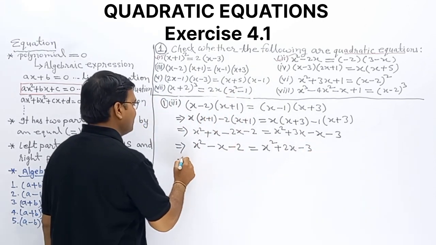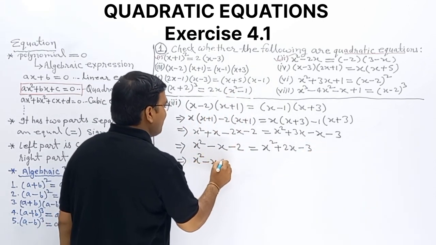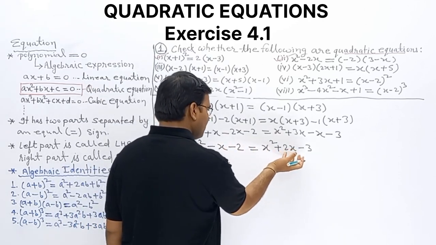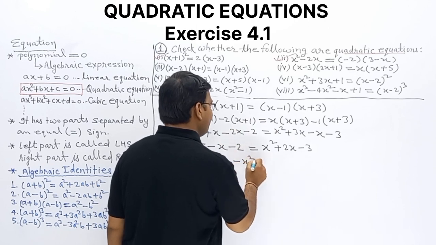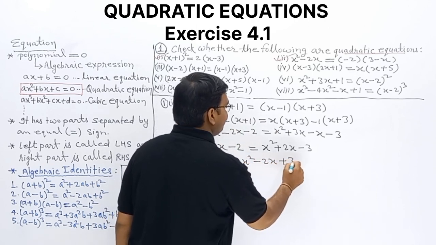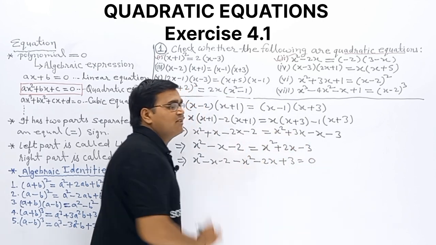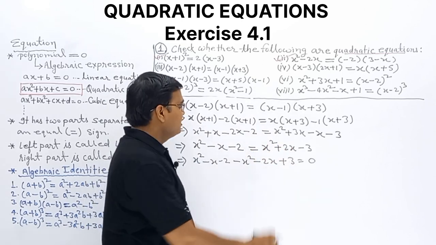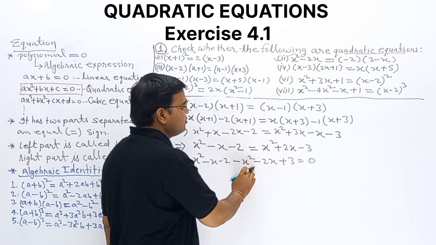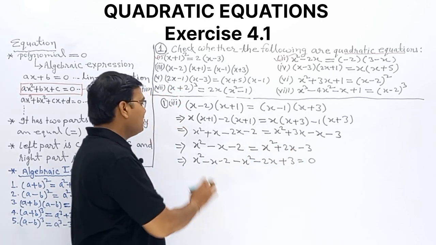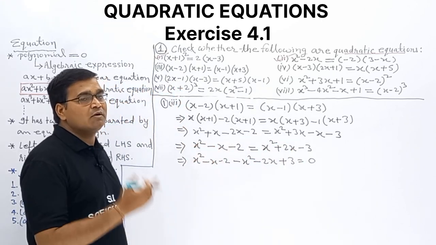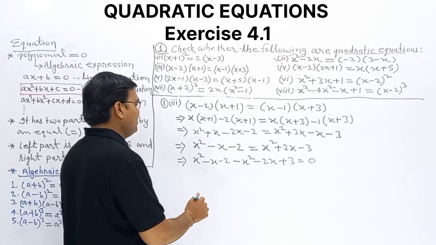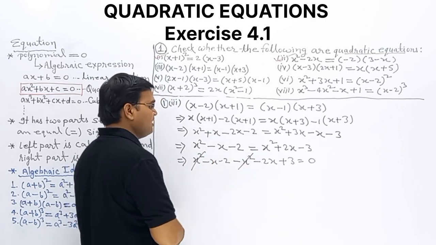Now transpose. x square minus x minus 2 will be as it is, because they are on the left hand side. Bring, transpose right to left: minus x square, minus 2x, plus 3. We are transposing the right side, so all signs of these terms will be changed. This is a plus, so this will be minus. This is a plus, so this will be minus, and this is minus, so plus. But these signs will be unchanged. Why? Because we are not transposing the left side, we are transposing the terms of the right side. So now this is plus, this is minus, we can cancel.